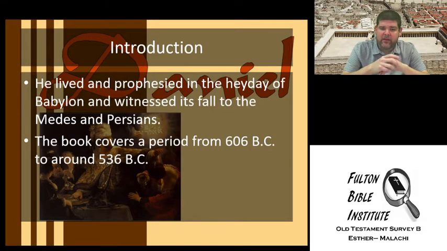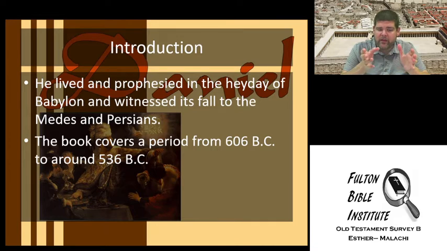We notice that Daniel lived and prophesied in the heyday of Babylon and witnessed its fall to the Medes and the Persians. Daniel sees Babylon from its highs all the way to its lows, so it's the very end. And that's what the book of Daniel is going to cover. It's going to cover the idea of Nebuchadnezzar. It's going to cover the idea of Belshazzar. And then it's also going to show the reign of Darius. And we'll talk about those as we get there.